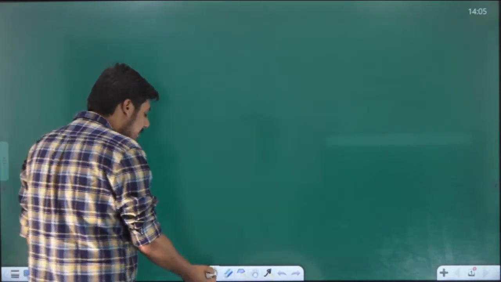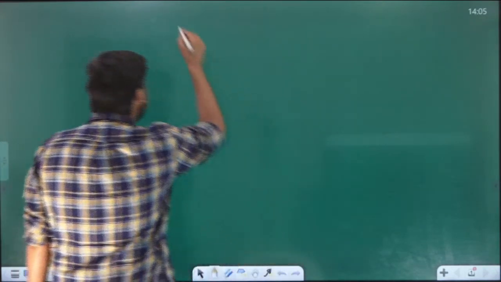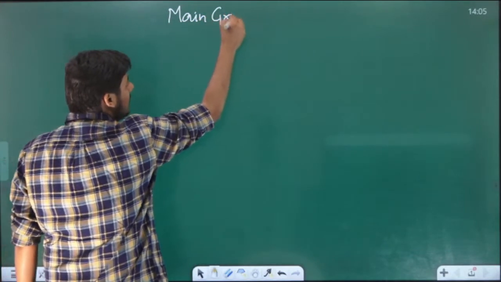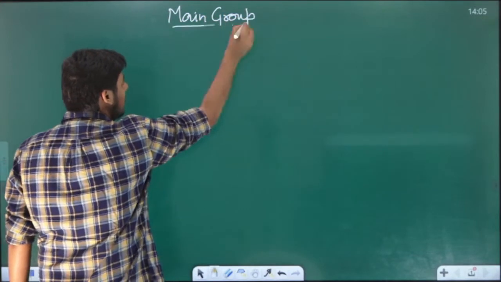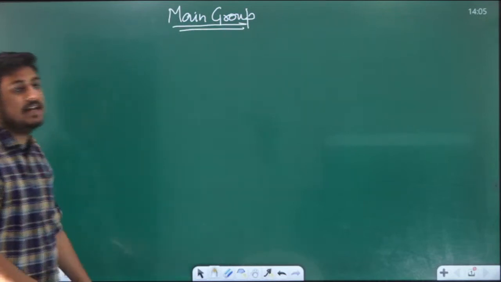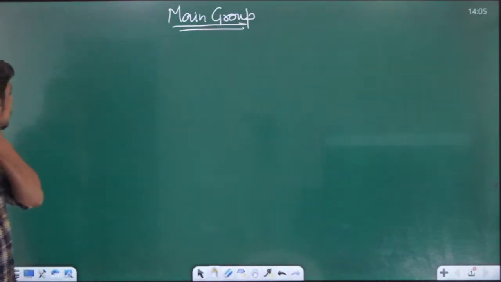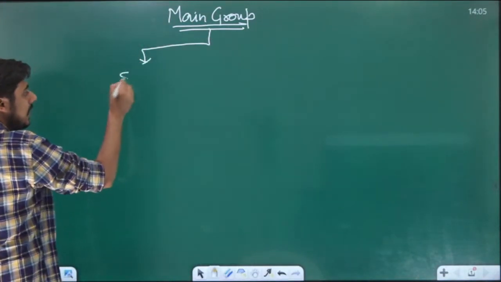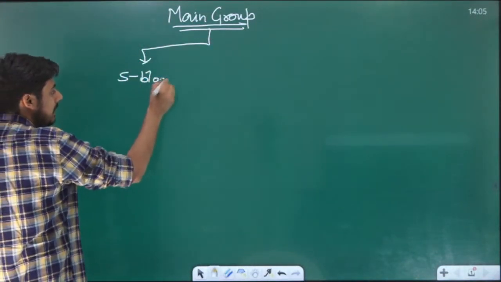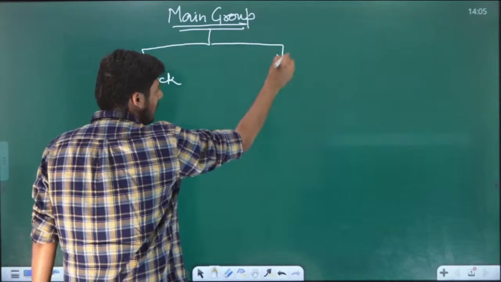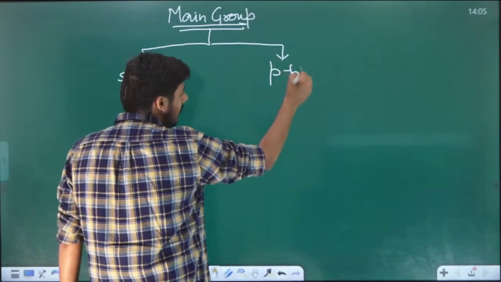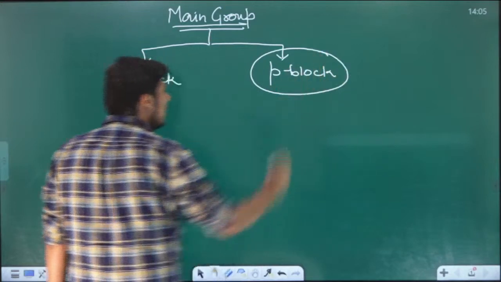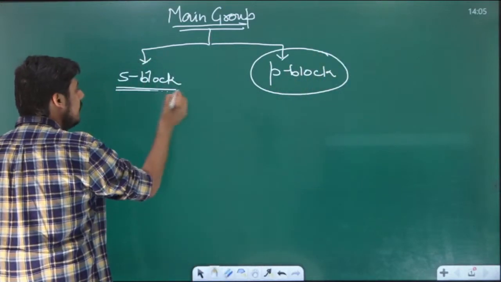So this is the main group session. In main group chemistry, we generally discuss representative elements, that is the P block as well as the S block elements. So the main group comprises two groups: one is the S block elements and the other is the P block elements. We will start from the P block, and then in the later half we will discuss S block chemistry.